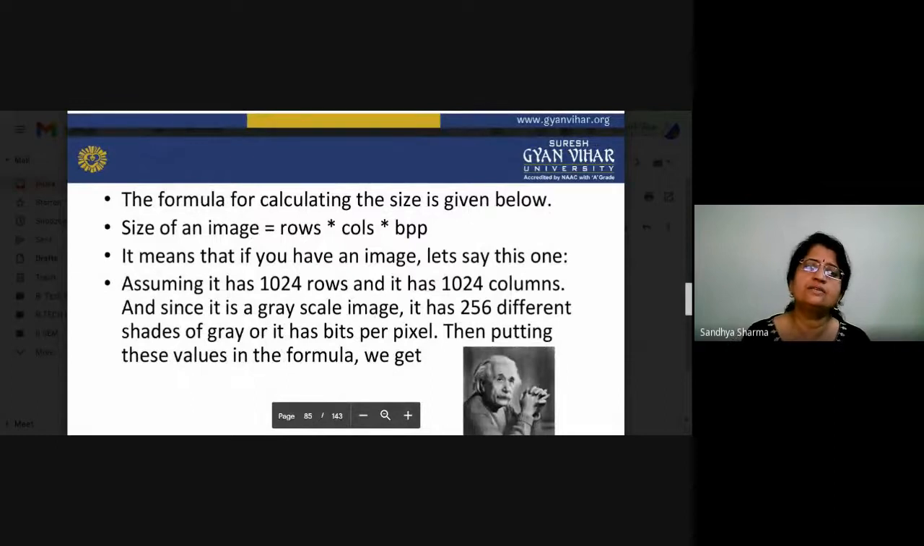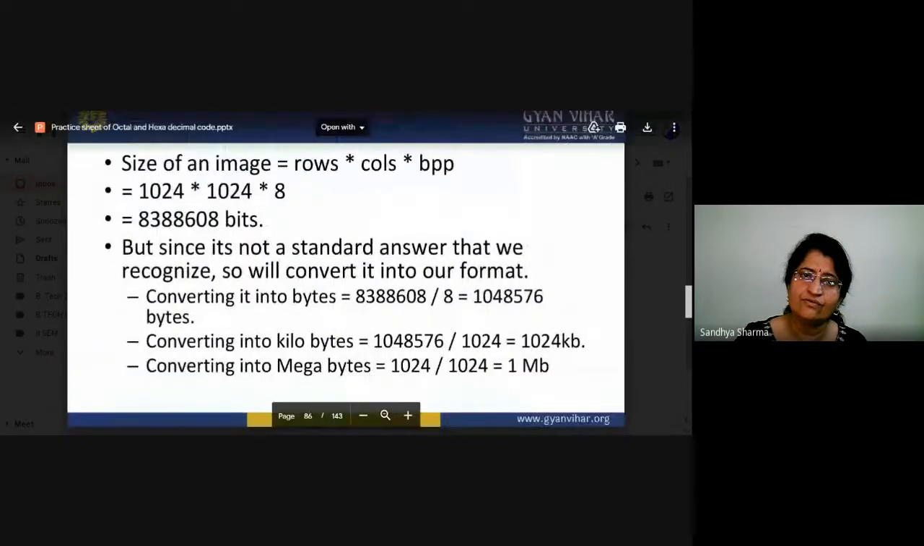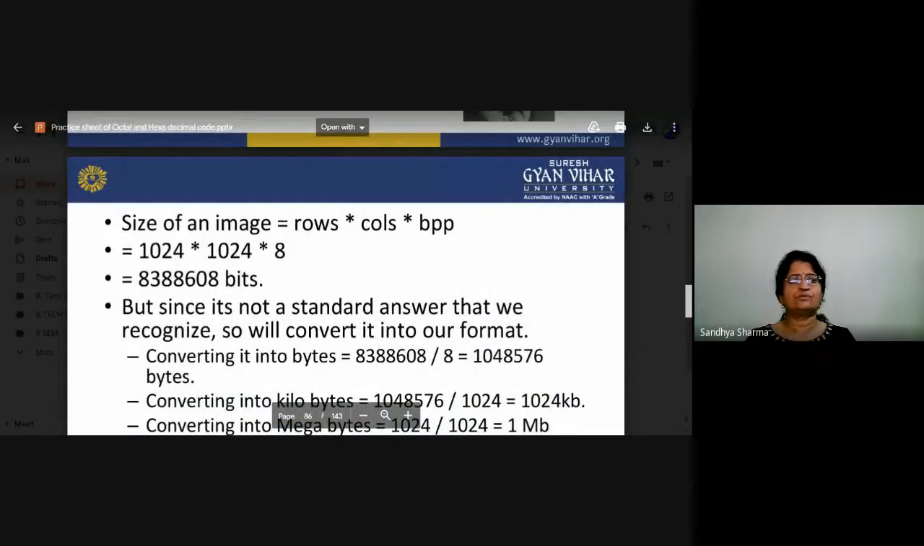How can we use the formula? What is the formula for calculating the size? The size of an image is equal to the number of rows times the number of columns in that particular image times BPP, the bits per pixel. So these three factors are responsible. Suppose it has 1024 rows and 1024 columns, and since it is a grayscale image, it has 256 different shades of gray, so the bits per pixel is 8. Then how do you calculate the size? 1024 times 1024 times BPP, which is 8.